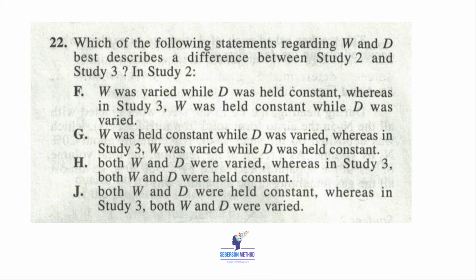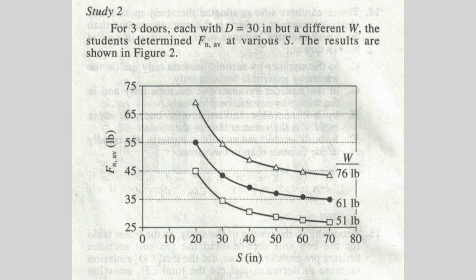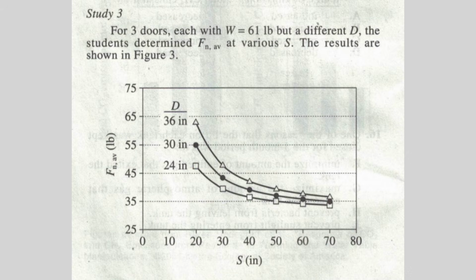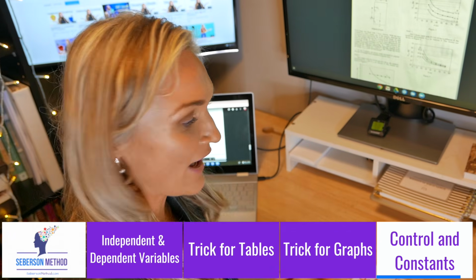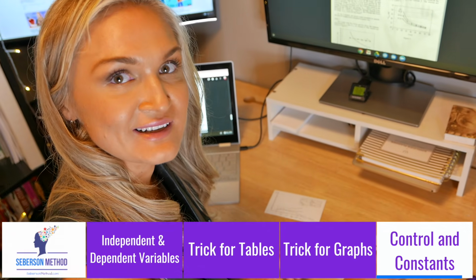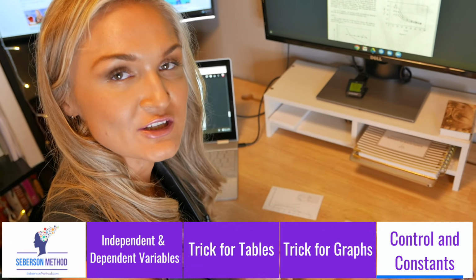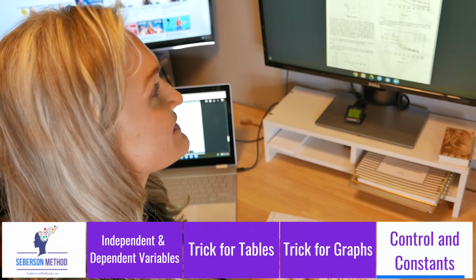It looks like it's F. W was varied while D was held constant in study 2. D is 30, W is varied. W is 76 pounds, 61 pounds, and 51 pounds. And here your D is varied. So remember, guys, how we talked about how the legend could show your varied variable, how it could show your independent variables? Here is a vivid example.